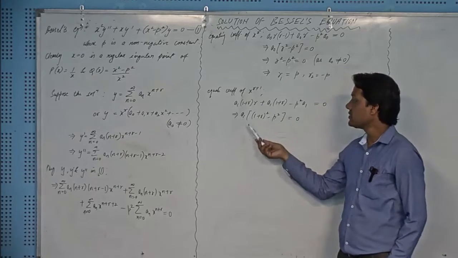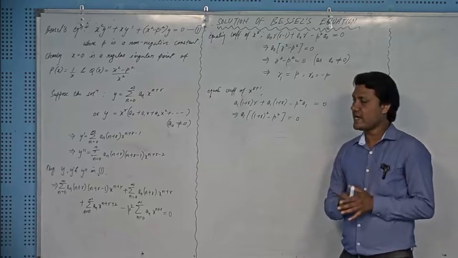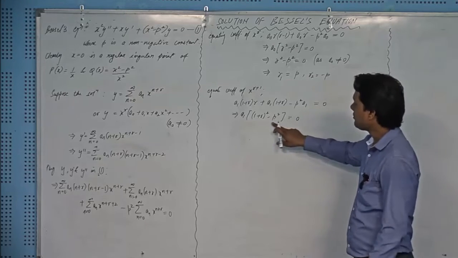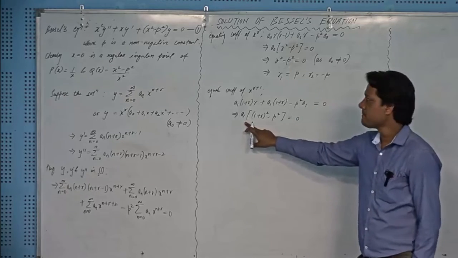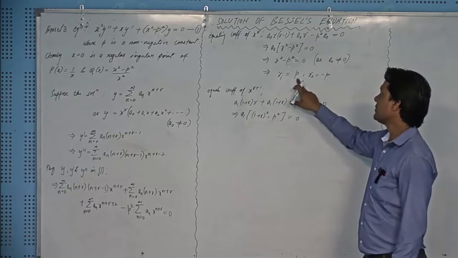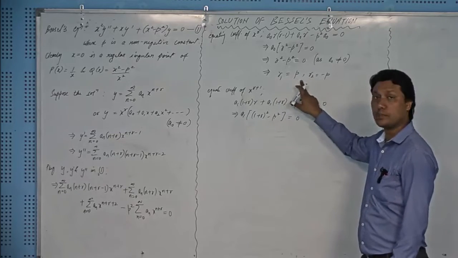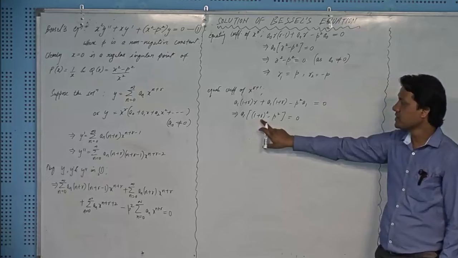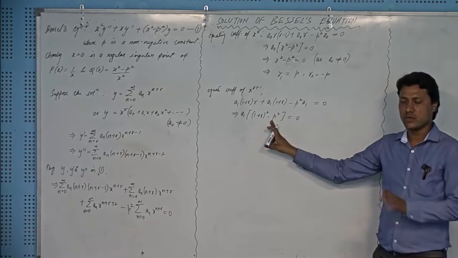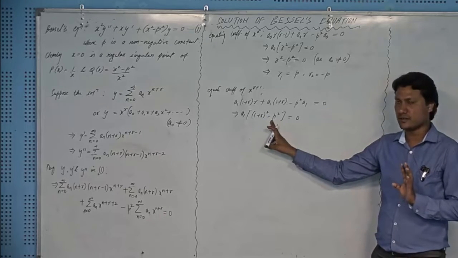Either a1 will be 0 or this will be 0. We know that this factor cannot be equal to 0. Why? Because the value of r is either p or minus p. If you put r equal to p here, then you will get 1 plus p whole square minus p square. That is obviously not equal to 0 in any case, right?